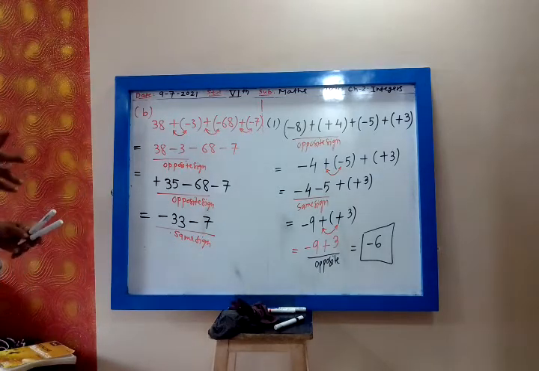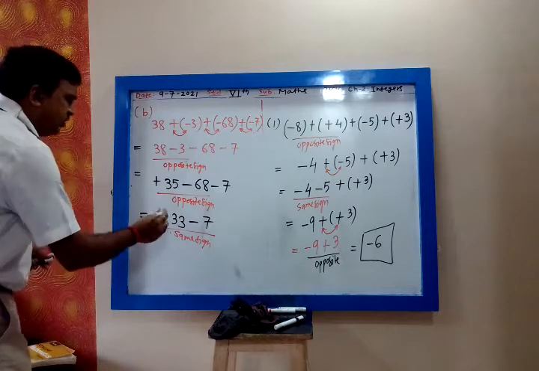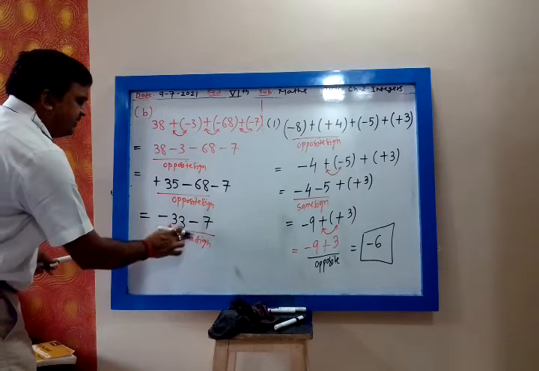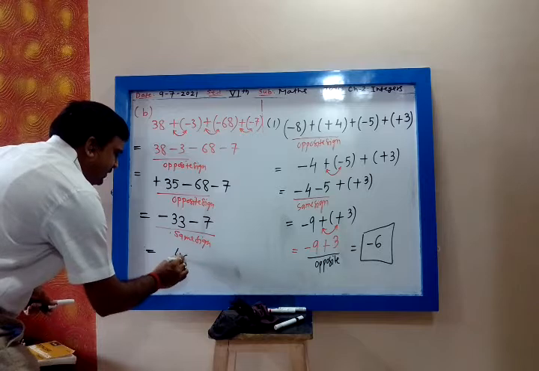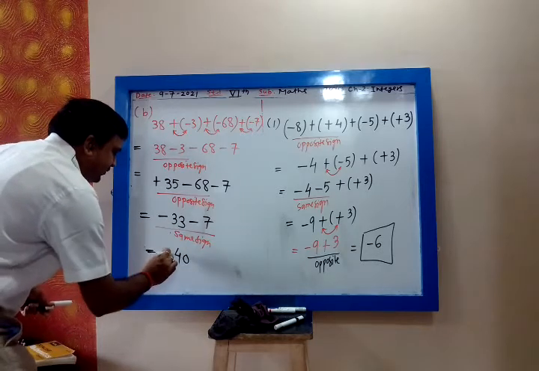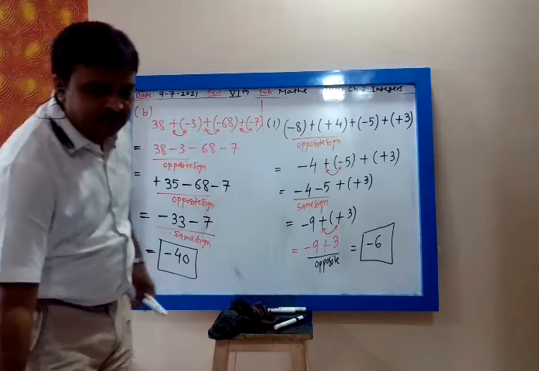Not 40, my dear. You have to add the numbers and take the common sign. Minus, minus, same sign. Add the numbers. 33 plus 7, 40. So the common sign of minus, minus is minus: minus 40. Answer is minus 40. Okay.